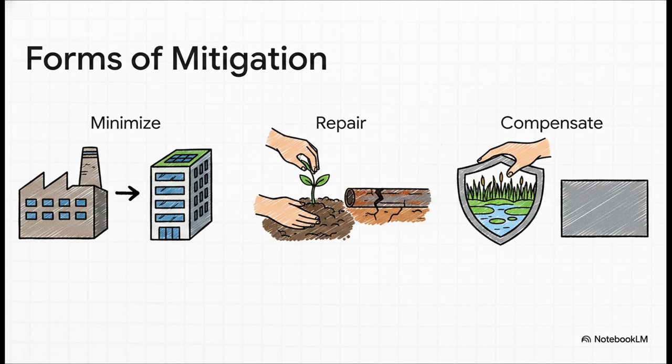First, you can minimize the impact by scaling down or completely redesigning the project. Second, you can repair the environment. So, say you have to clear land for a pipeline, you commit to actively replanting native vegetation once the pipe is in the ground. Or third, you compensate for the damage by creating or acquiring new environments. A classic example is a developer donating a massive tract of pristine wetlands to a public land trust to offset the wetlands their project just paved over.